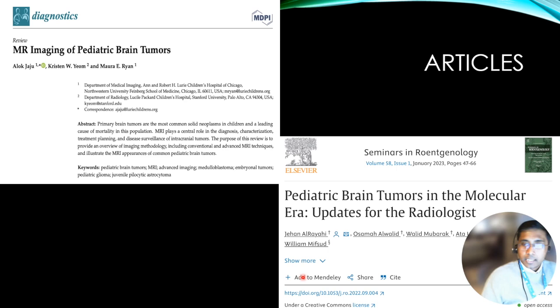These are the two articles which I found quite useful for my references. Pediatric brain tumors in the molecular era, an update for the radiologist, talks a lot about the genes which are involved in the tumor, and the first one actually gives us just a broad classification of pediatric brain tumors in the WHO 2021 classification.